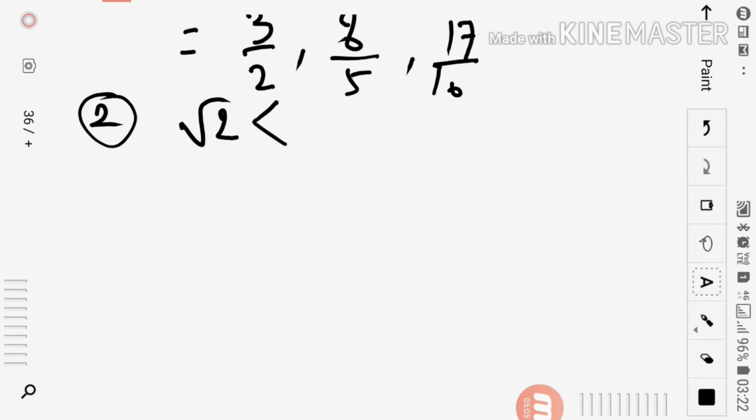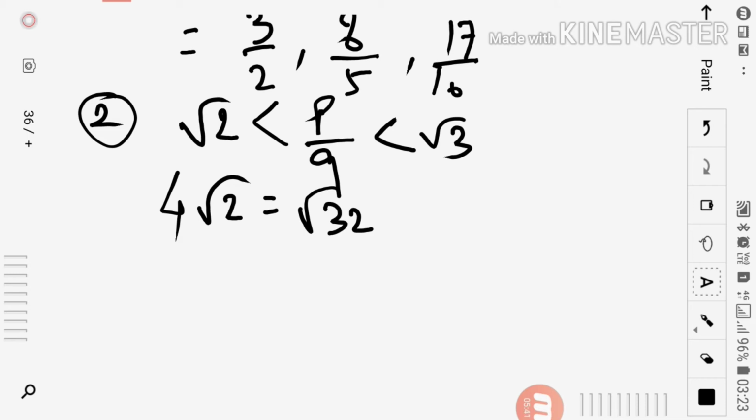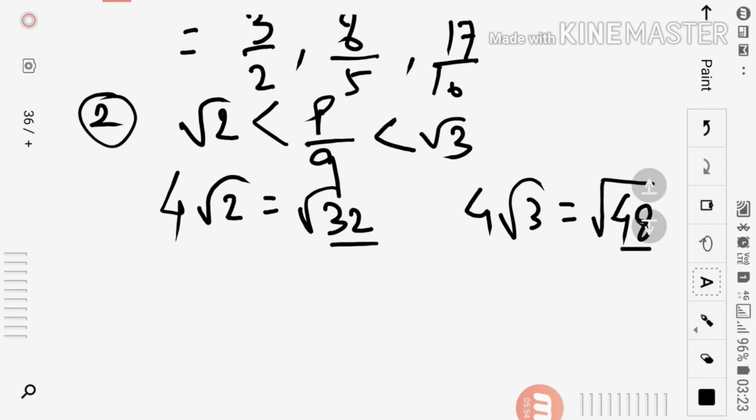Like we have to find p by q numbers that are greater than root 2 and smaller than root 3. Just scale it up so that after scaling we could find a proper whole number between these two. Like if we increase it 4 times, then 4 root 2 equals root 32 and 4 root 3 equals root 48, and between 32 and 48 there is the number 36. So 36 is a whole number, a proper square number. So we can take this number and then scale it down.